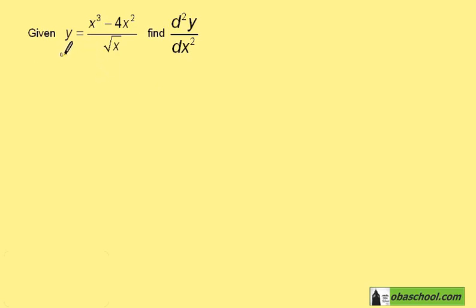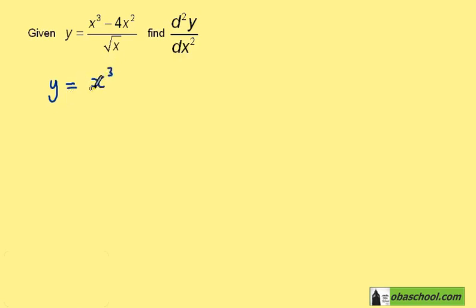We're given the expression y is x cubed minus 4x squared over root x, and we want to find d2y dx squared. We first need to manipulate this expression into a form that we can differentiate. Since we haven't yet differentiated, this is still y. It doesn't become dy dx until we differentiate.